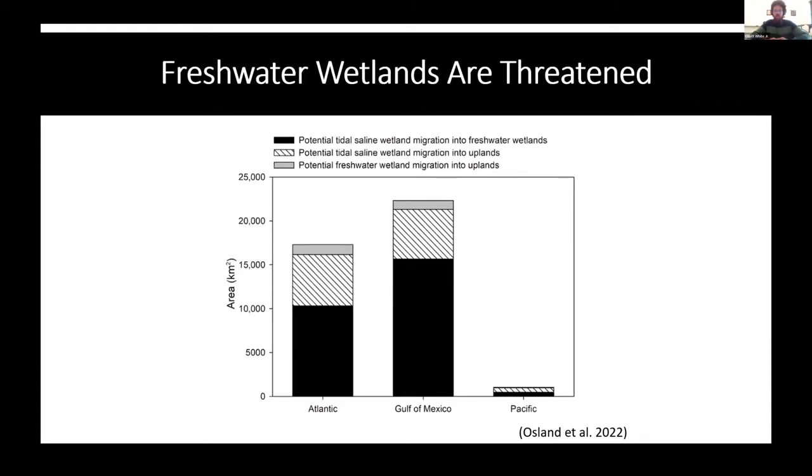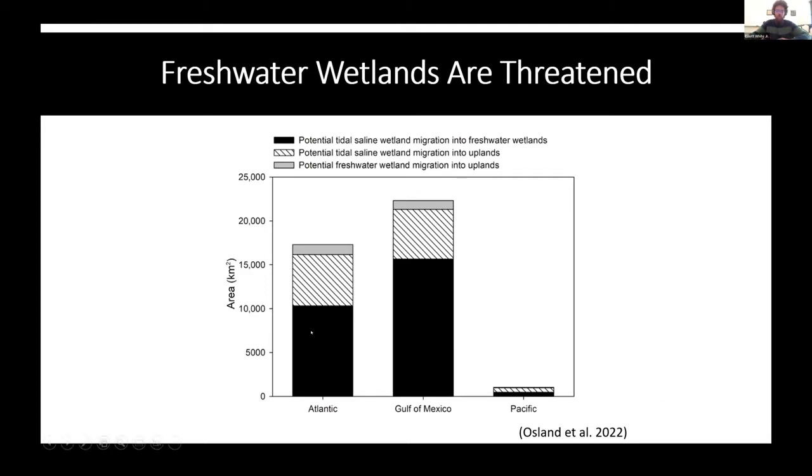But as you dig in deeper, you start to see that some wetland types are much more vulnerable than others. Freshwater wetlands have a much more limited ability to migrate upslope. And with sea level rise, those that can't migrate upslope are being exposed to saltwater intrusion, which makes it much more suitable for more saline wetlands.